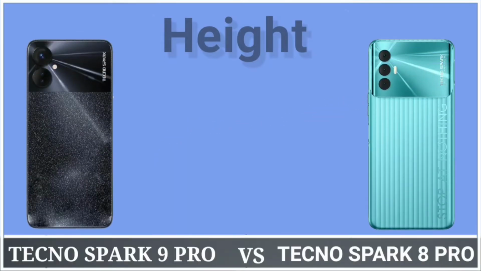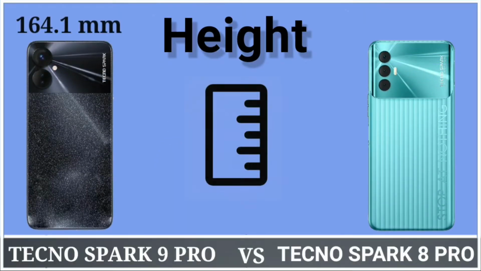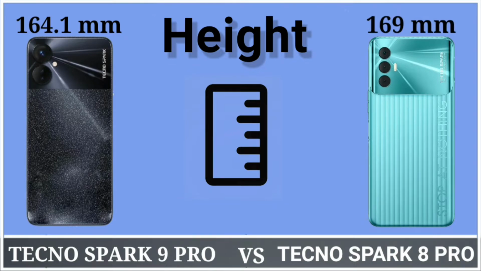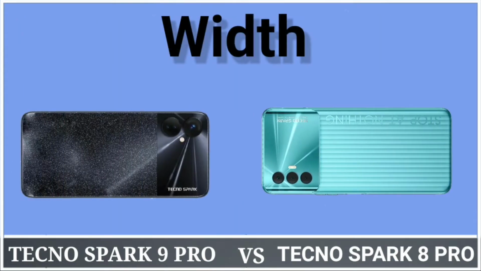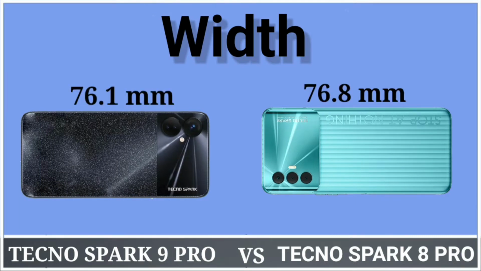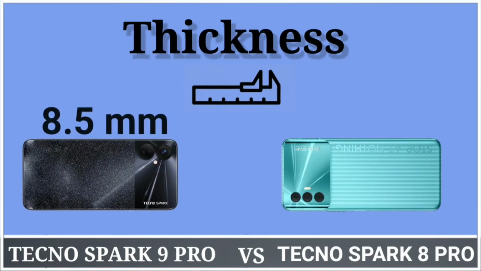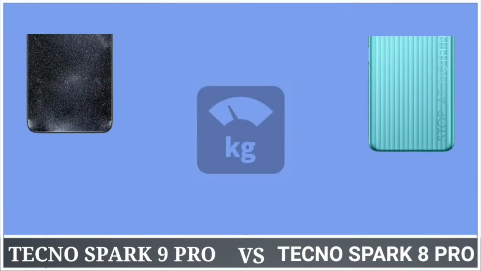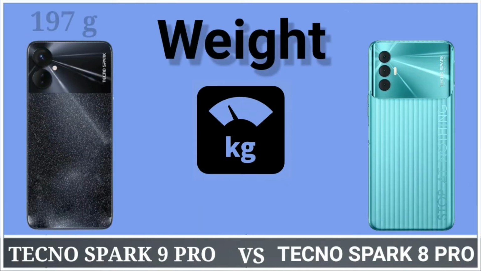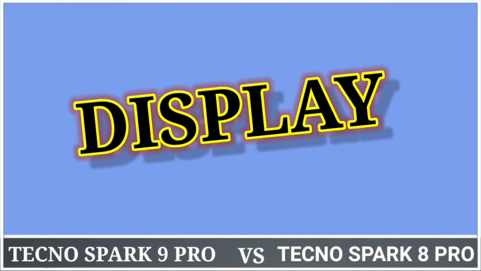Let's talk about dimensions. Height. The Spark 9 Pro has 164.1 mm height and Tecno Spark 8 Pro has 169 mm height. Width. Tecno Spark 9 Pro has 76.1 mm width and the Spark 8 Pro has 76.8 mm width. Thickness. Tecno Spark 9 Pro has 8.5 mm thickness and 8 Pro has 8.8 mm thickness. Weight. Tecno Spark 9 Pro is 197 gram weight and Spark 8 Pro is 181 gram weight.